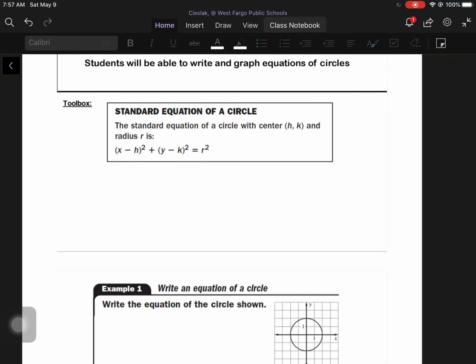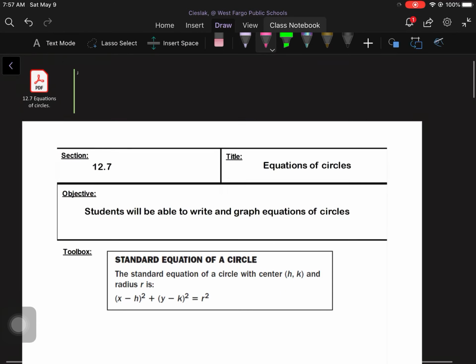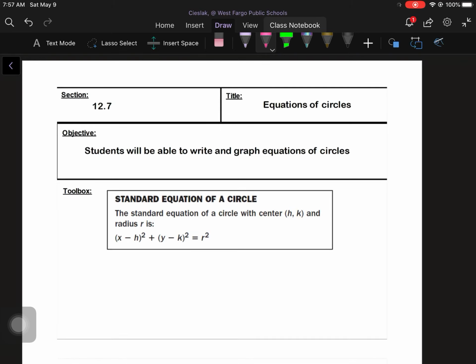Alrighty, ladies and gentlemen, welcome to your last session of notes for Chapter 12. We are on 12.7, which is on equations of circles.